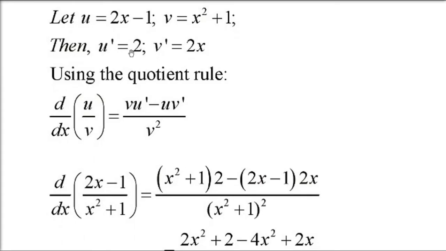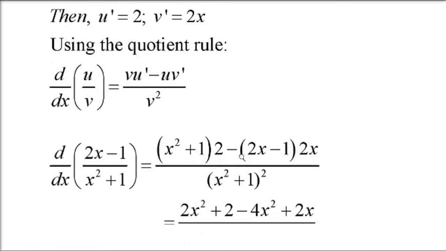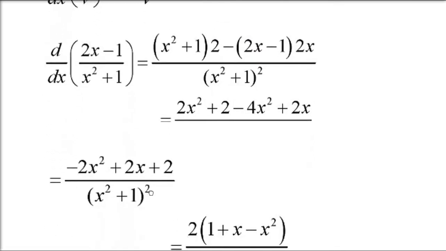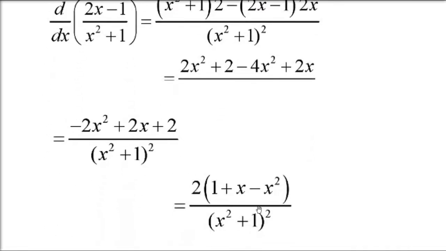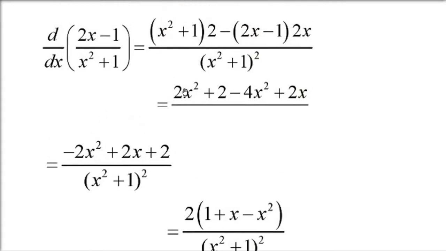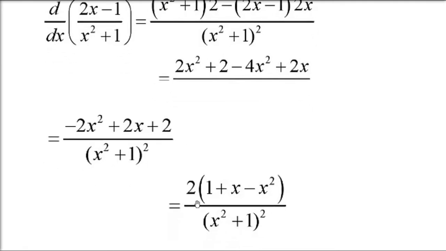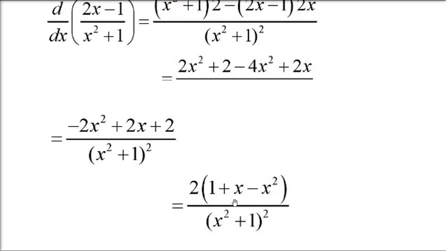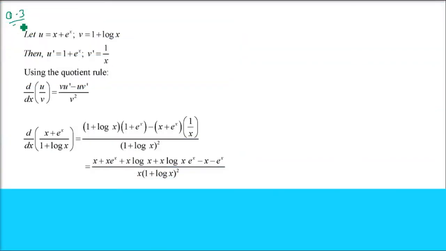Then first you have to multiply v with u dash, so 2 into x square plus 1. And then we have 2x minus 1 into 2x. Just open it, so this is the solution. 2x square minus 4x square will be minus 2x square, and 2x plus 2 will remain like this. You can take 2 common here. If you take 2 common, it will be 1 plus x minus x square. x square plus 1 whole square will remain here. This is your final answer.